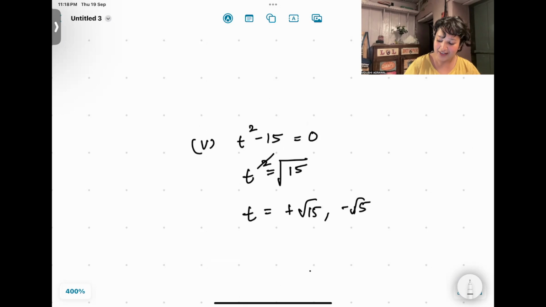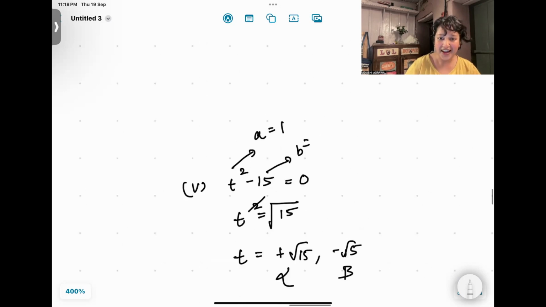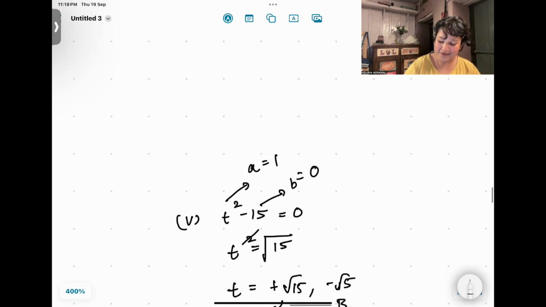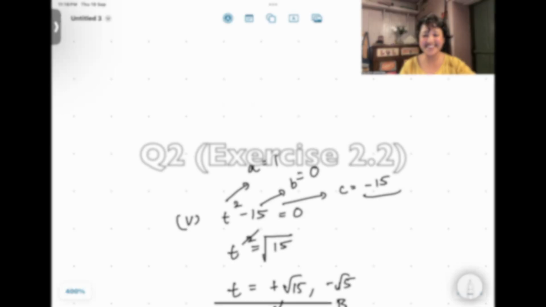First one is alpha, second one is beta. What is A? A is equals to 1. What is B? Nothing. t is not given, so B should be equals to 0 and C should be equals to minus 15. Done. Answer.